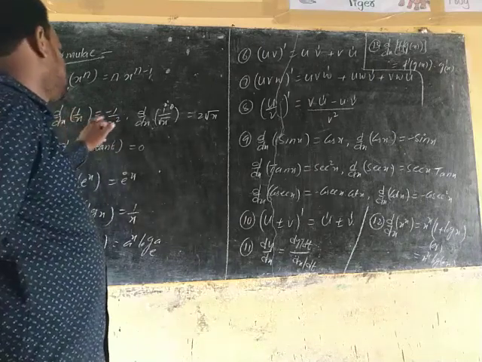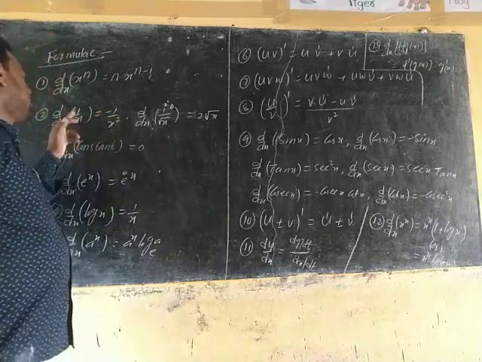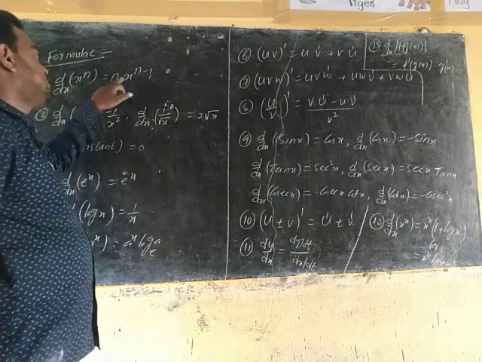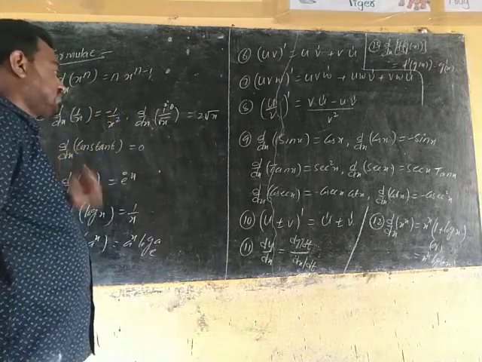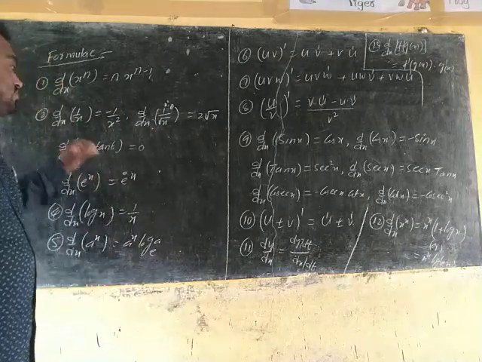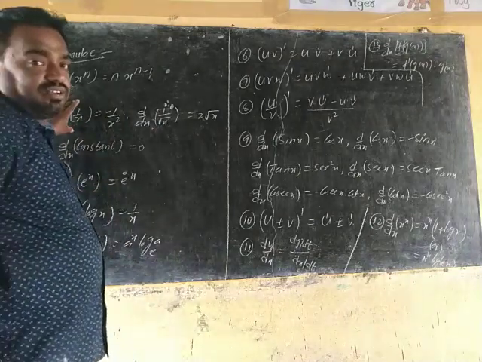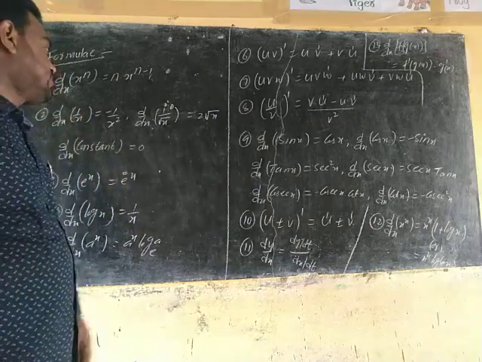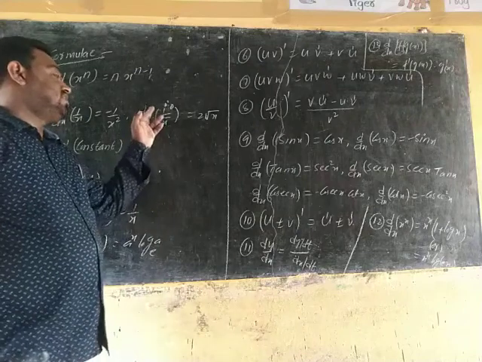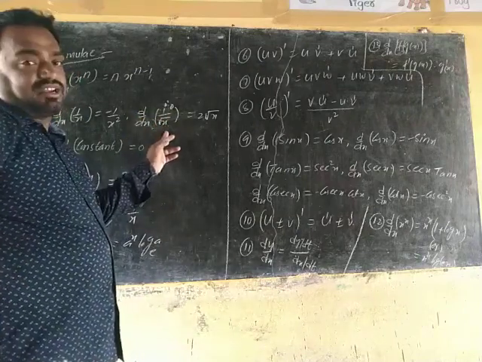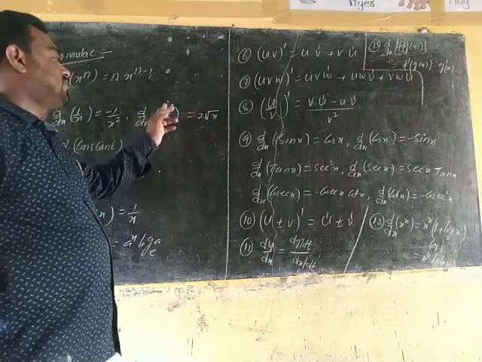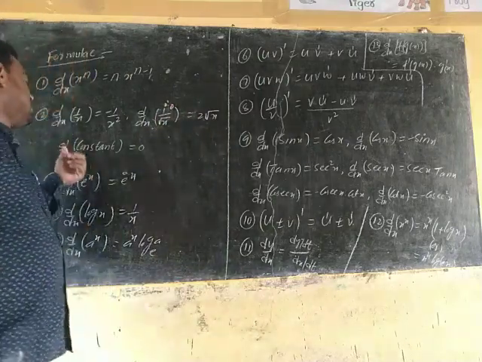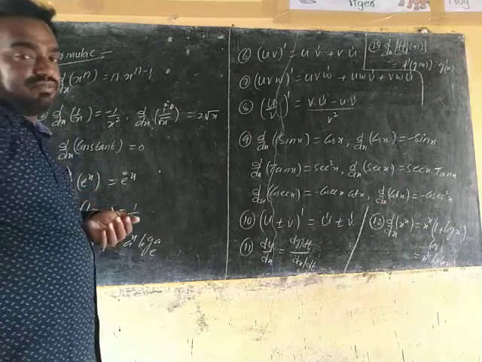By using this formula only, we get this one. Derivative of 1 by x is minus 1 by x square. How? 1 by x is nothing but x power of minus 1, so here n is equal to minus 1. You apply this formula and get minus 1 by x square. Most of the time we face this problem, so I have written it as a formula. Derivative of 1 by root x is also needed sometimes, and it is minus 1 by 2 x root x. Derivative of a constant is 0.